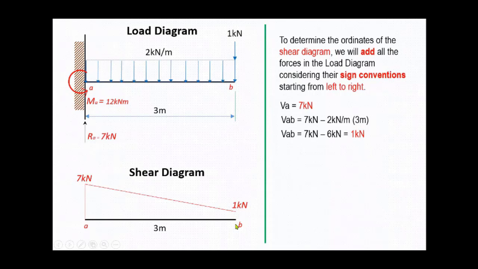Then the shear at point B, or V sub B, is equal to the previous, which is 1 kilonewton, minus the concentrated load. Therefore, V sub B equals 0. And then we always keep in mind that at the end of the shear diagram, the shear is 0.